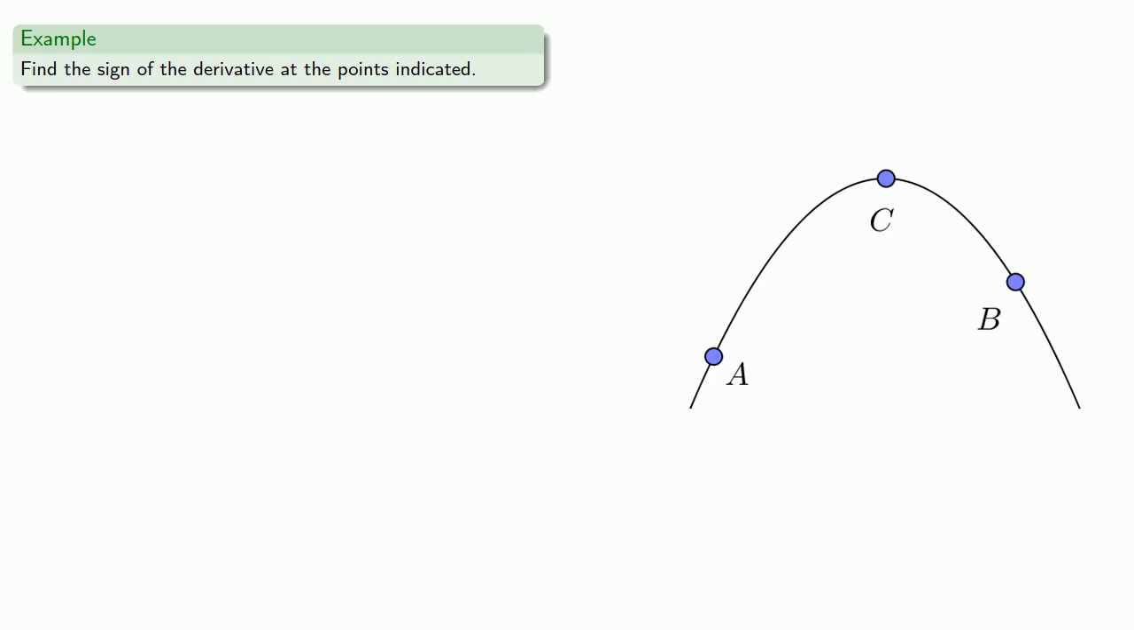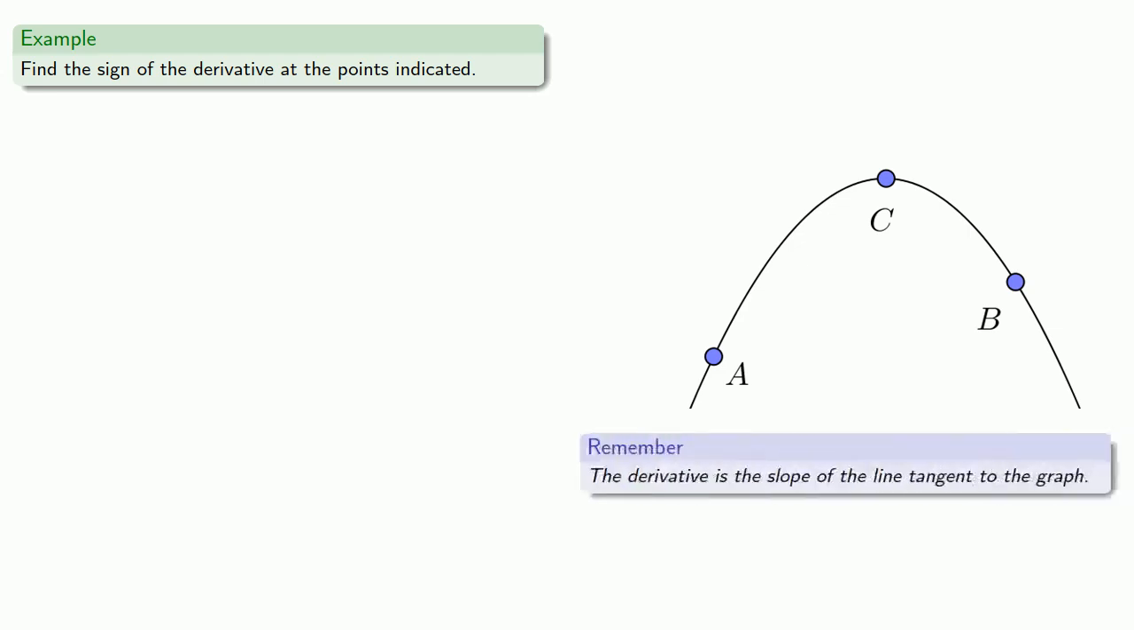And so we have our graph. If you remember only one thing about the derivative, it should be that the derivative is the slope of the line tangent to the graph. So let's draw our tangent lines at A, B, and C.